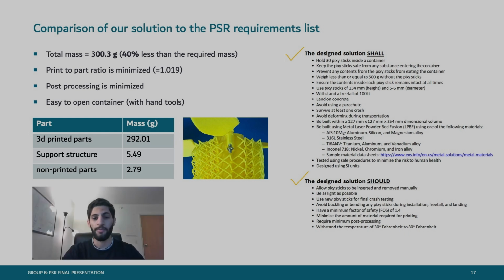So, to sum up, the proposed design addressed all the requirements we had to meet, and it also exceeded critical design objectives like the total mass. We achieved 300.3 grams, which is 40% less than the required 500 grams. And we minimized the print-to-part ratio. We only have 1.019. We also tried to minimize post-processing. We don't need to do a lot after printing.